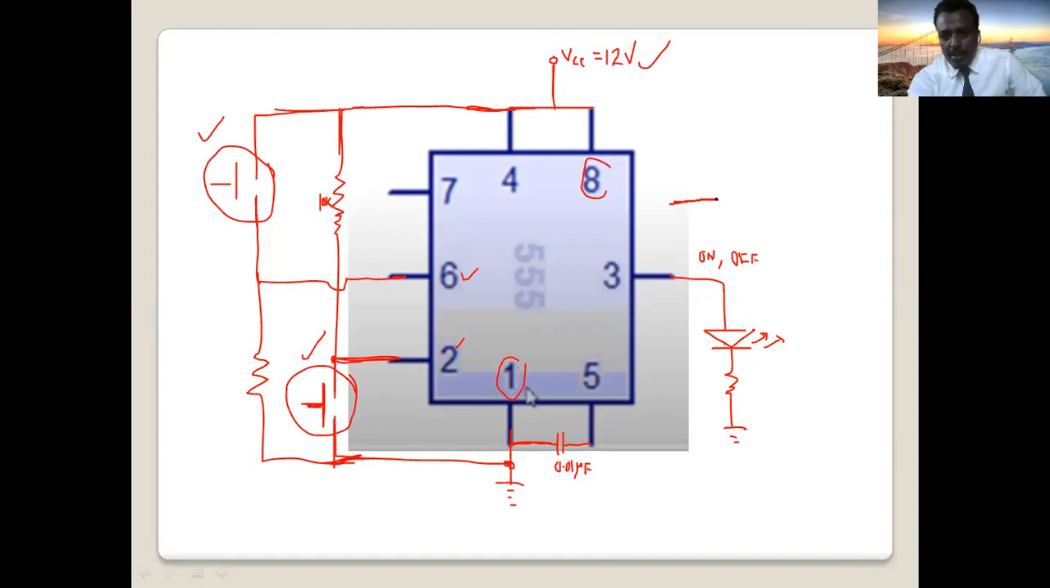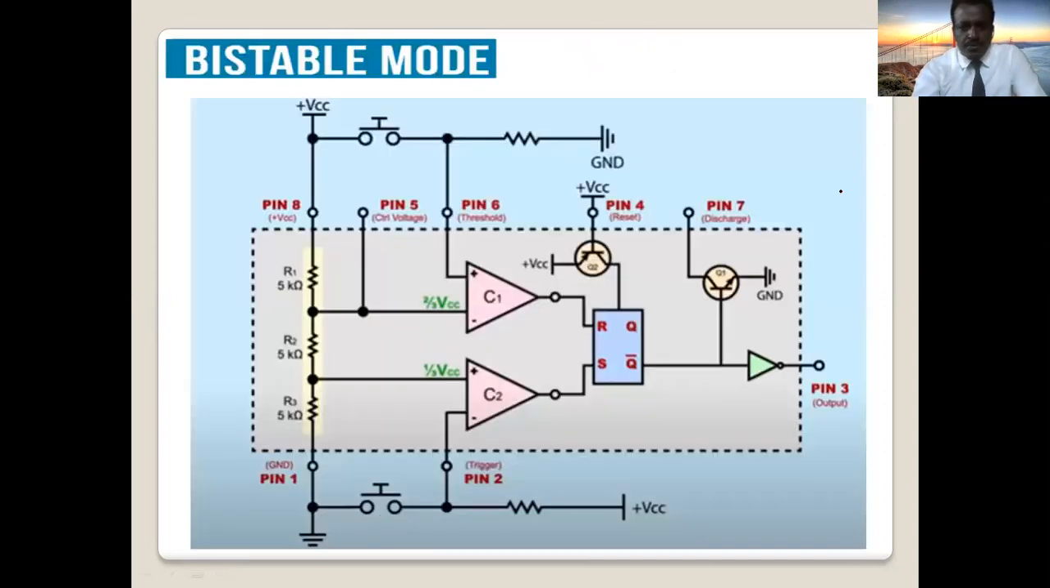When you apply input, it changes. And now it is off. It remains off because it is stable. When you apply another input, it changes. It becomes on, and it remains on until you apply another input. So it needs 2 inputs to change the state. That's why we call it bi. Bi means 2.